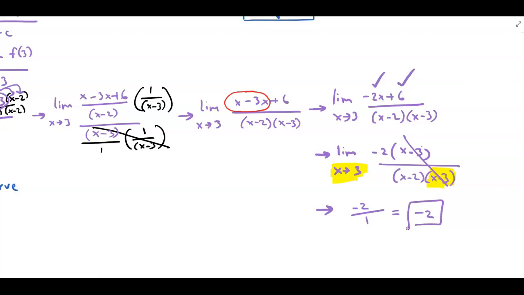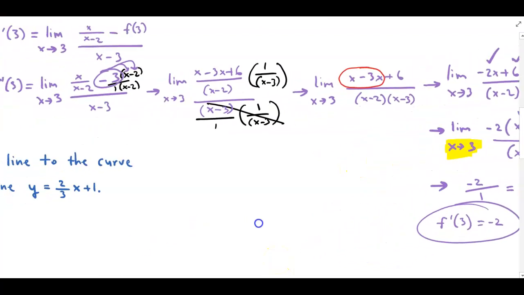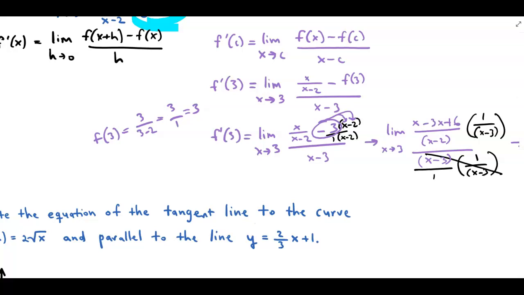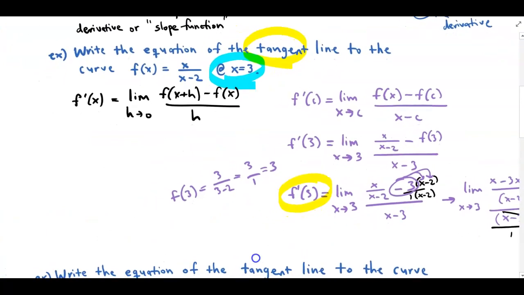So all that work, and again, I'm showing you all the steps. If you can skip steps, by all means do it. What that means is the derivative at 3 is negative 2. That was what we were trying to find, the derivative. Let's go back to our problem. Do you see how I wrote the derivative right there? That's what we're trying to find, the derivative at 3.